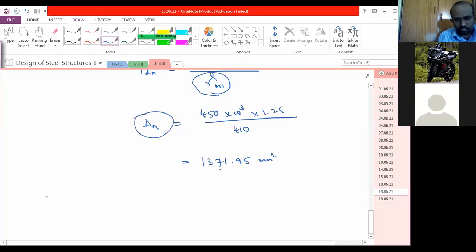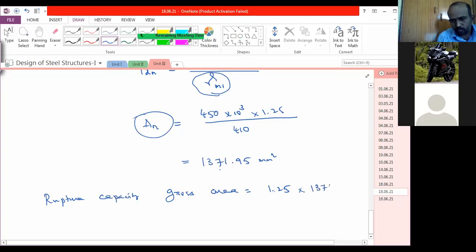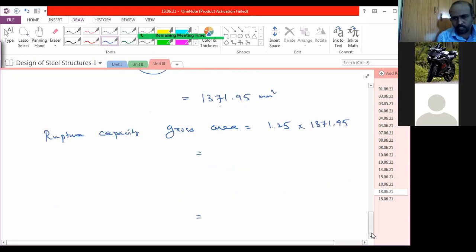Then we have to calculate the gross area based on rupture capacity. The gross area is equal to 1.25 times, I am adding, multiplied by 1371.9 mm square. Then we have to check which is maximum. Based on the maximum value, we have to select one section.